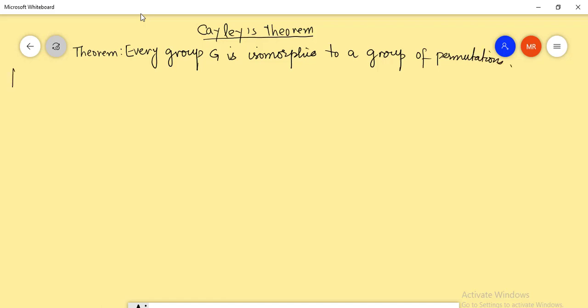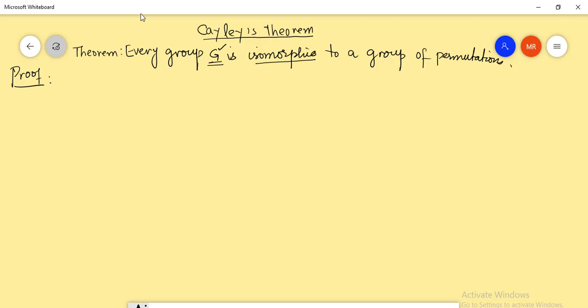So to prove this theorem, we see that in this case we are given only this group G. So first we need to construct a group of permutations, and then we would need to define an isomorphism from the group G to that group of permutations. So let's proceed first to construct that group of permutations. And we know that a group of permutations is basically the group of bijective mappings from a set to itself.